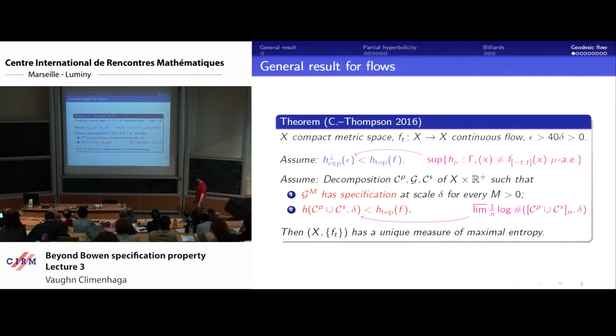So let's talk about geodesic flow. And of course, if I'm going to talk about flows, then we should have a general result for flows. It's basically what you think it should be. There's a result for maps. At every point, you replace n with t, and you get a theorem for flows. There's a couple places where there's a small subtlety. I will point them out.